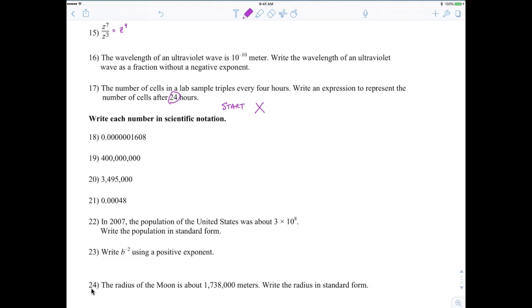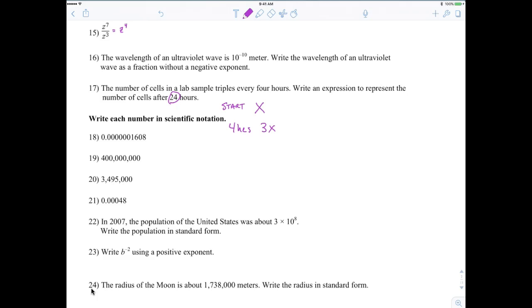However, in 4 hours, how many cells are going to be present? X times 3. Thank you. Smart. That's what I want, because you're going to triple it. You with me? And triple means multiply by 3. Everybody with me? So after 4 hours, you're going to have 3x. Everybody with me?